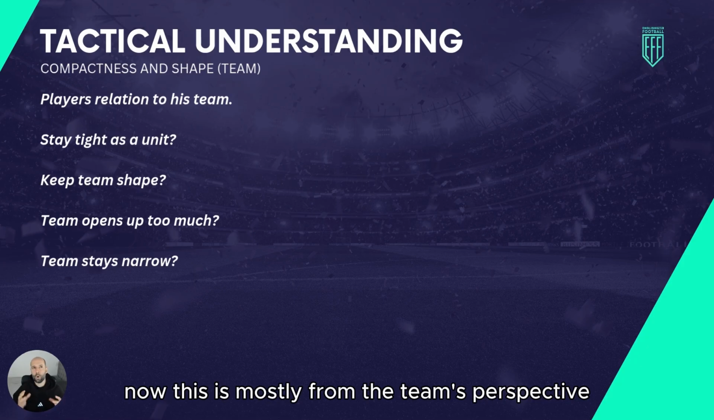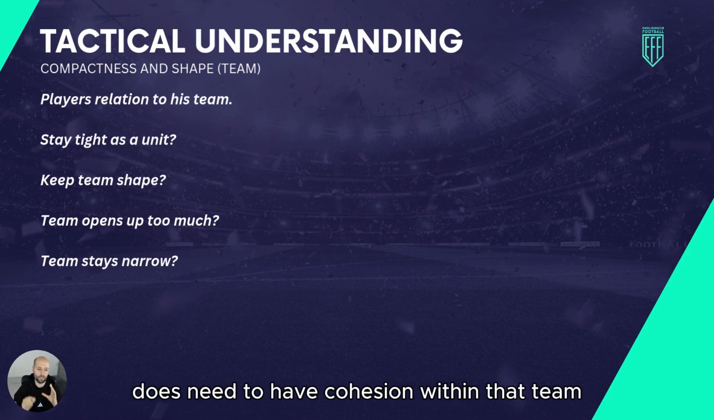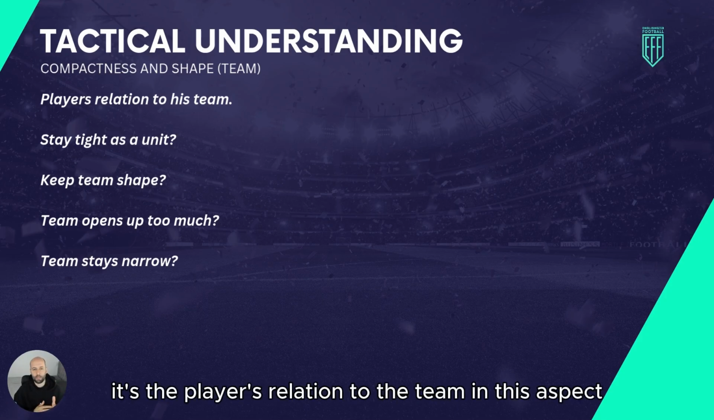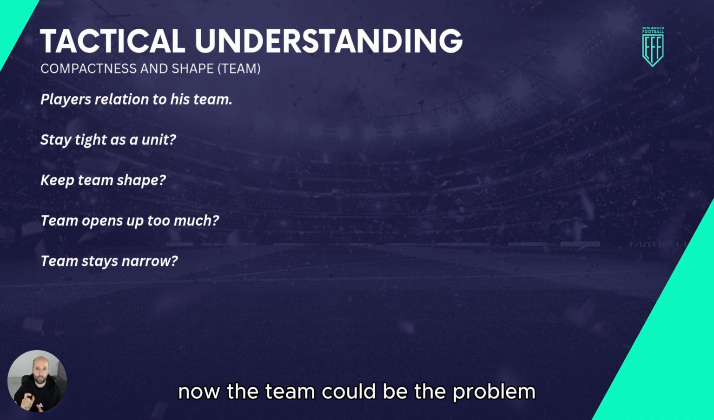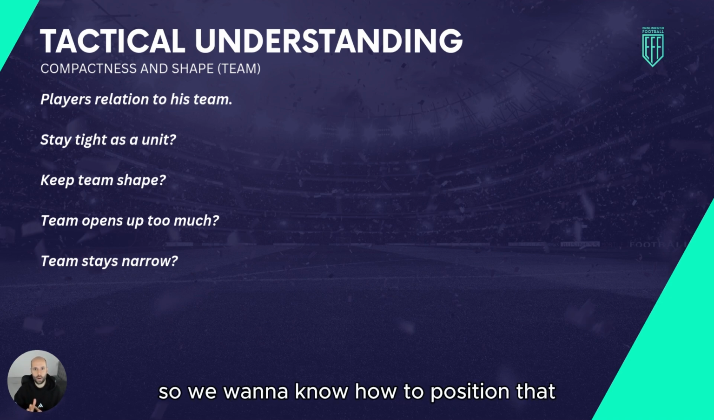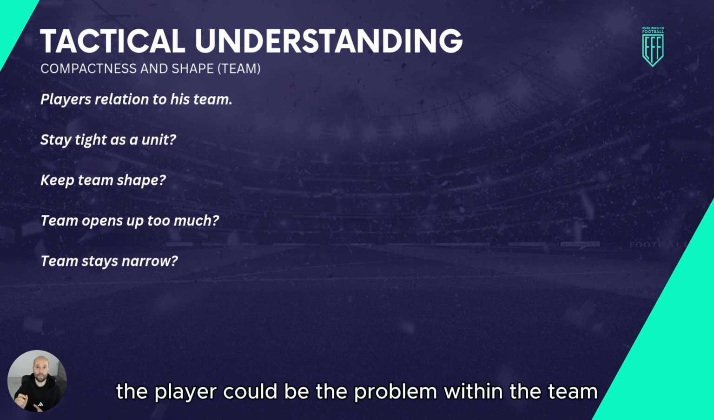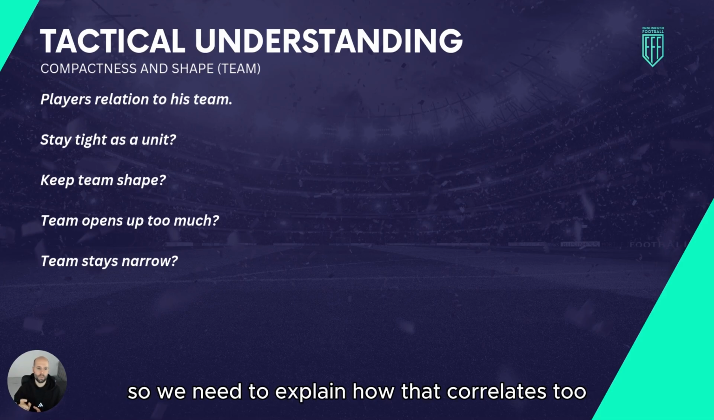Now, this is mostly from the team's perspective, but the player, the individual, does need to have cohesion within that team. So it's the player's relation to the team in this aspect. Now, the team could be the problem, so we want to know how to position that. The player could be the problem within the team, so we need to explain how that correlates too.